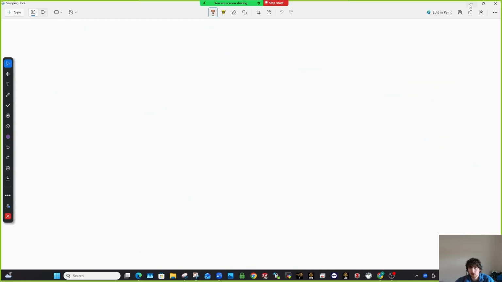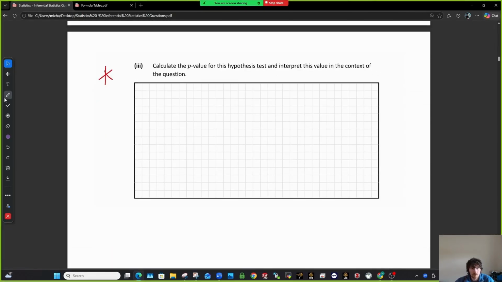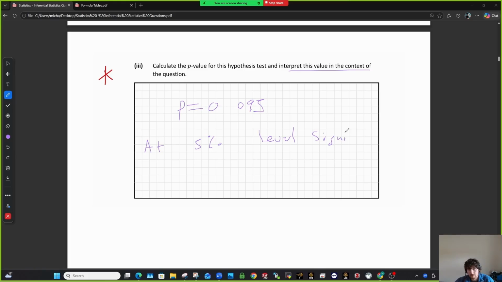Great, so we'll pop back to the book. And so yeah, they make us down here interpret what it means in the question. So we got something like a p-value equals 0.095. And interpret what it means is at the 5% level of significance, you know. And yeah, you'd state as well here that it's the lowest level of significance at which H0 would be rejected. In other words, the number of tries wouldn't be the 5.9 it was before.